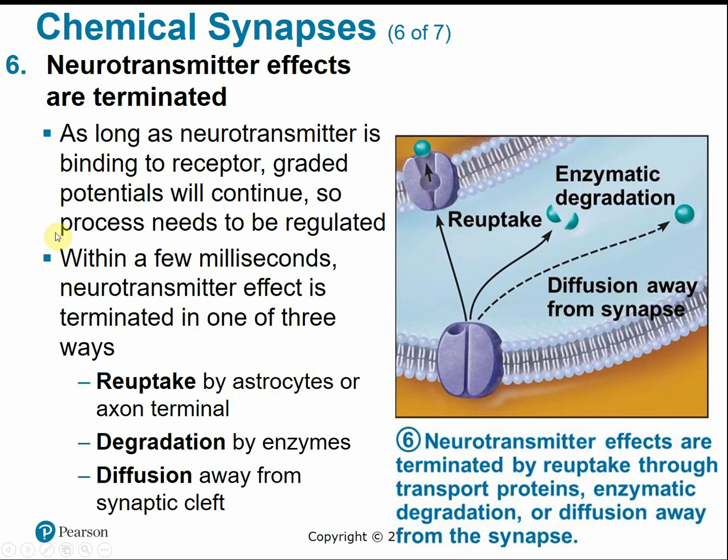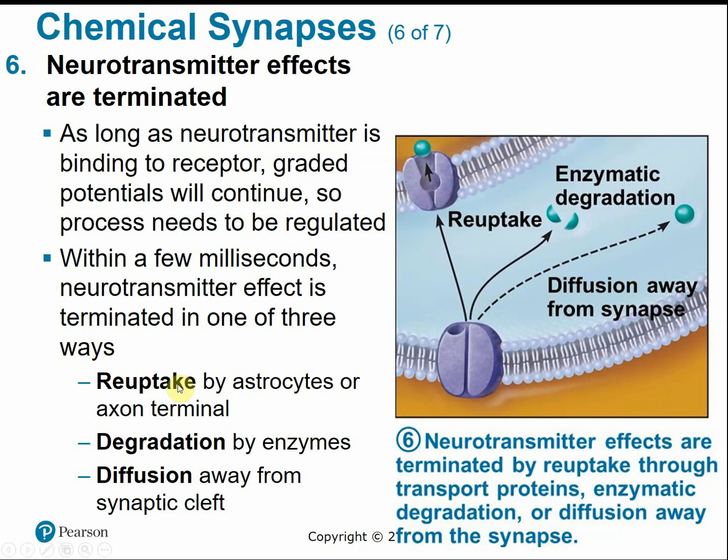Once a neurotransmitter has done its job, we need to terminate its effect. We don't want the neurotransmitter to continue stimulating a cell unless it's required. As long as that neurotransmitter is binding to the receptor, those graded potentials will continue, so we need to regulate this process. Within a few milliseconds, the neurotransmitter effect would be terminated in one of three ways. Really, that neurotransmitter is just the initial messenger. Once the cell receives that message, we no longer need that neurotransmitter.